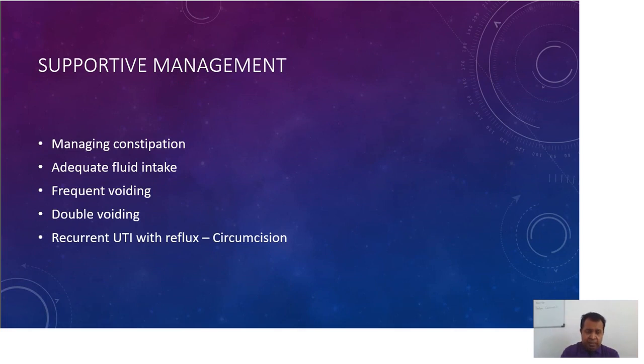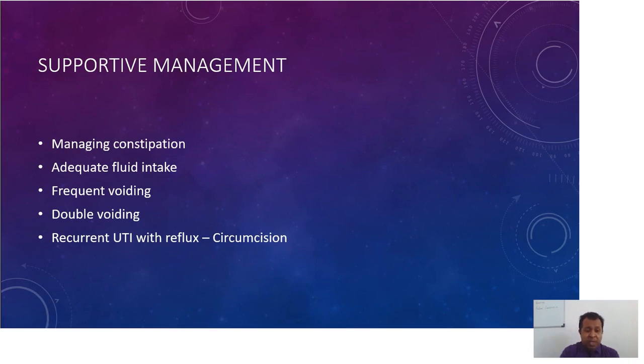Double voiding, especially before they go to bed: they should be encouraged to void twice within a half-hour interval to make sure that they won't go to bed with some amount of urine left in the bladder, which could be a good culture medium for organisms to grow overnight.